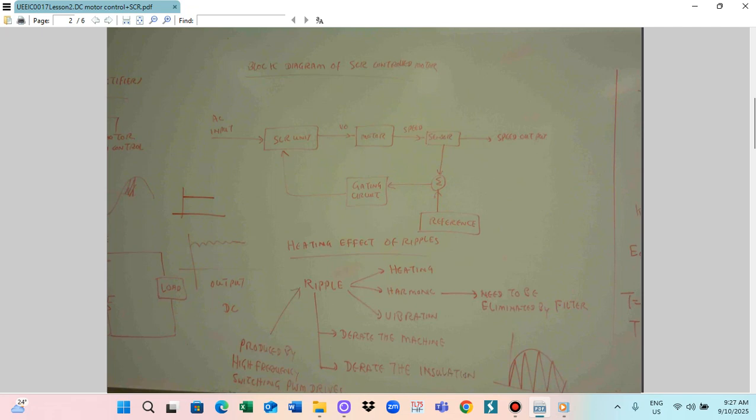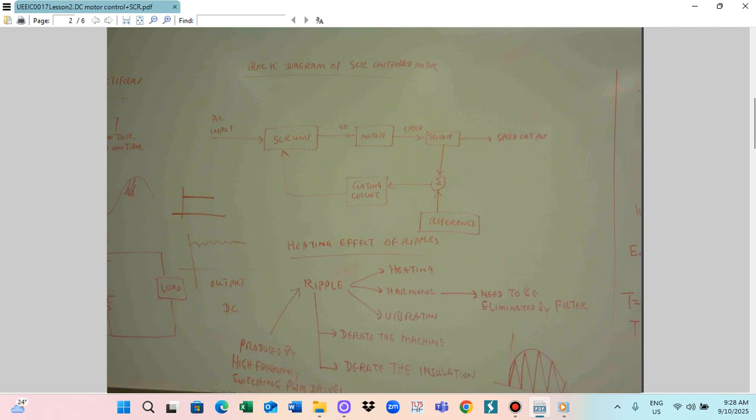The point is, if the DC is not pure DC, it can contain ripple. Those ripples are no good for the DC motor, because ripple can create heating, harmonics, and also vibration. These ripples not only damage the machine, but also damage the insulation. So this is how the ripple happens.